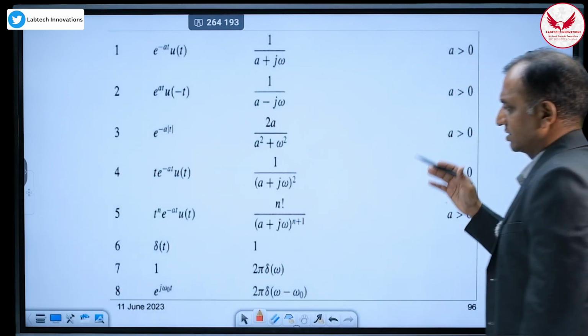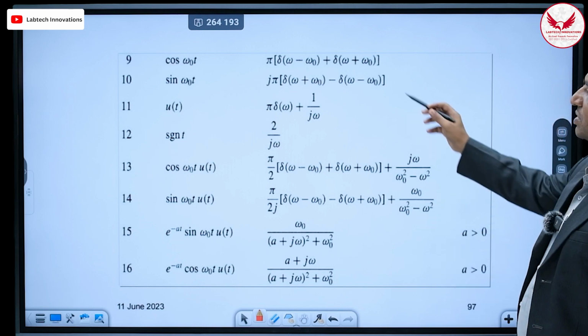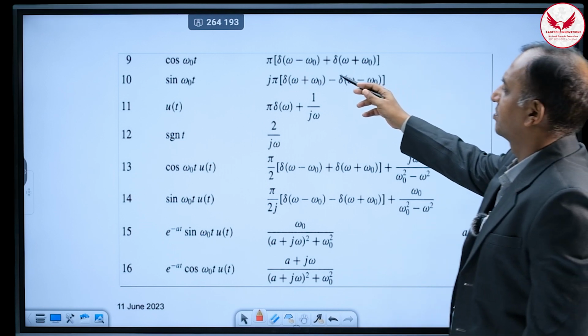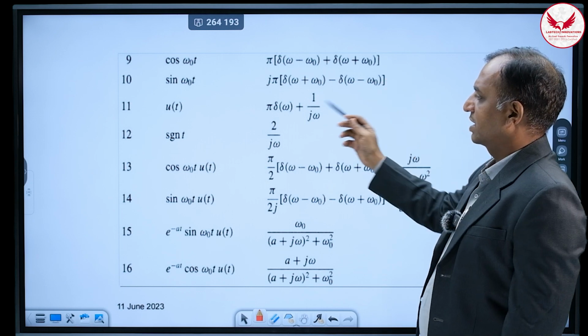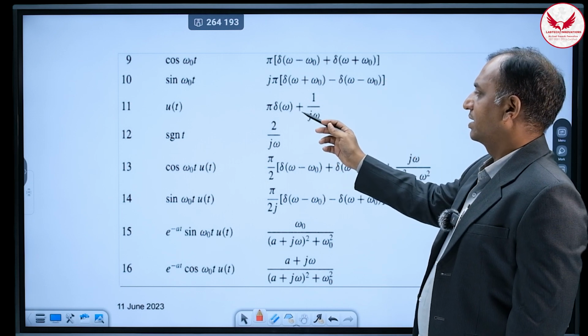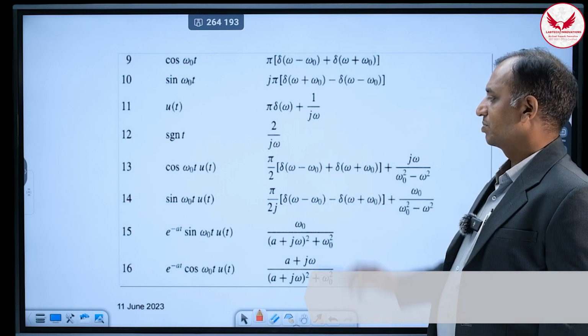So it's very easy to remember. Just draw the table and recall all these values. Fourier of cos omega 0 t is pi times delta of omega minus omega 0 plus delta of omega plus omega 0. Similarly for sine. For u of t we have seen pi delta of omega plus 1 upon j omega. For signum of t, it is 2 upon j omega.